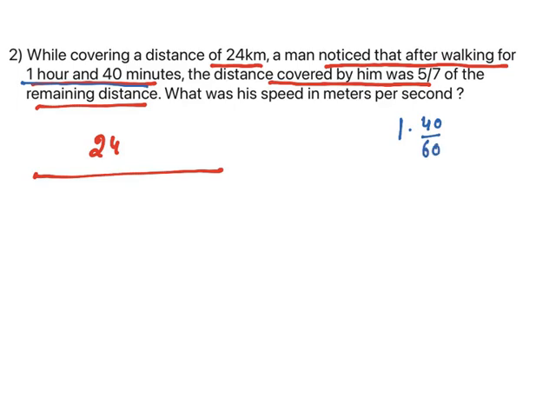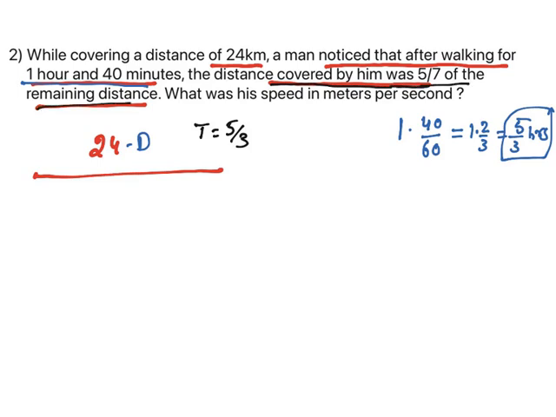So 40 minutes, 40 by 60, converts into hours. Now this gives 1 and 2 by 3, that is nothing but 5 by 3 hours. So the time is 5 by 3 hours. So the distance is 24, and time taken is 5 by 3 hours. Now after traveling that, the distance covered by him was 5/7 of the remaining distance. So at this time he covered this distance. Let's imagine this distance is covered in 5 by 3 hours.